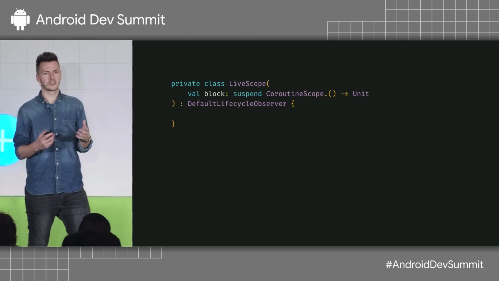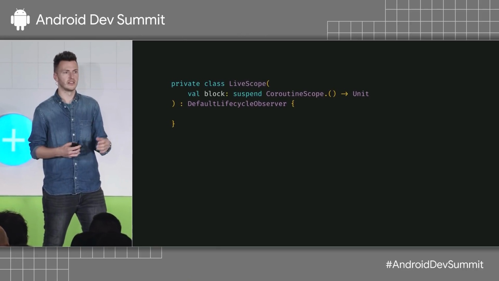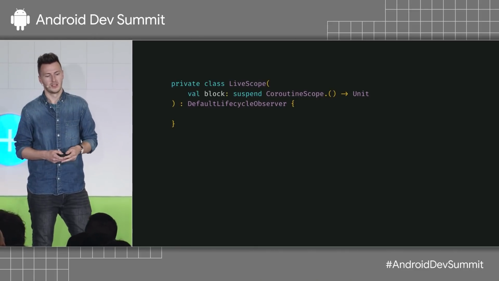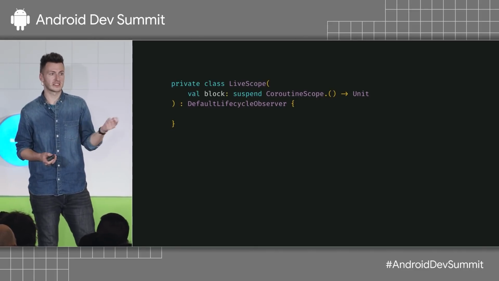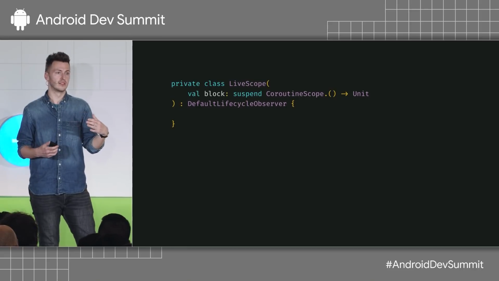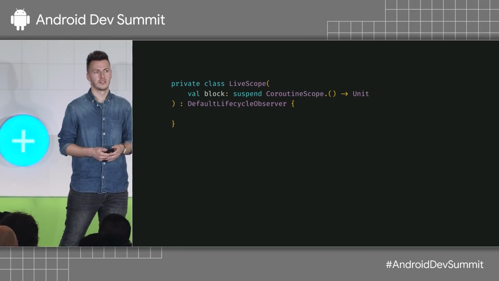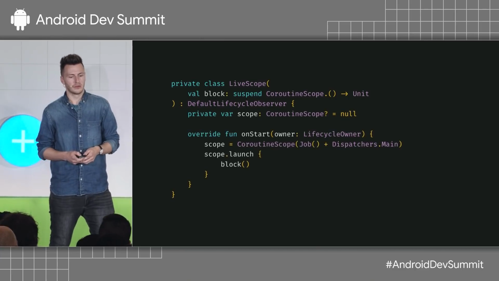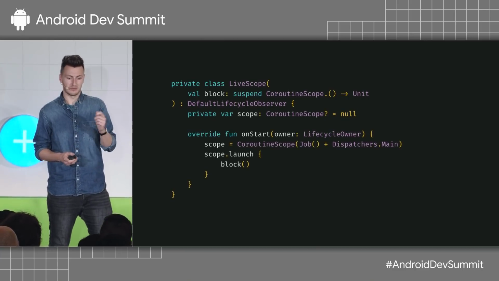So let's build a scope-aware lifecycle observer, which allows us to scope coroutines to an actual lifecycle instance. The primary API we'll use here is that we'll pass in a Lambda, and that's the thing that we run once we've, say, been started, which is what you usually want most of the time. So we'll now look at our implementation.